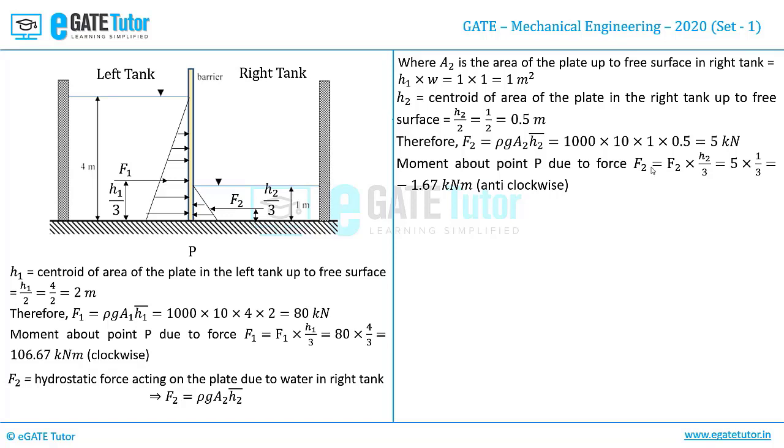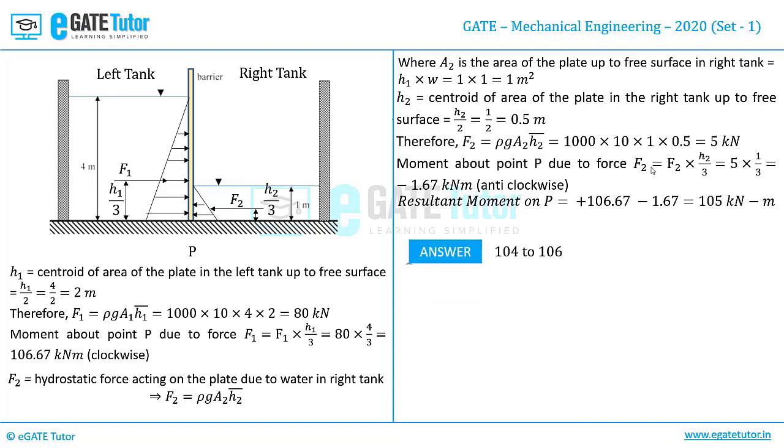Since now we know the moments because of force F1 and force F2 about point P, let us try to take the resultant moment acting on point P because of the moments created by F1 and F2. Upon simplifying that will give us moment acting on point P is 105 kilonewton meter. So the answer ranges from 104 to 106.